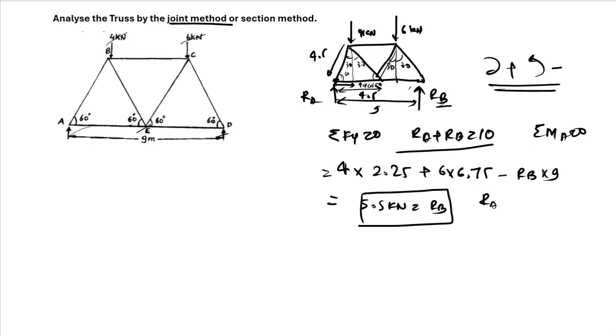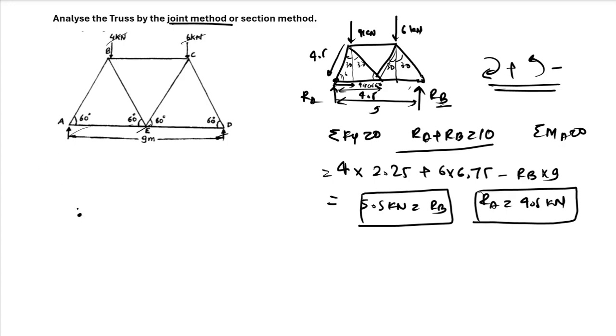And you will get that RA is nothing but 4.5 kilonewton. So the first step of our question is complete, that we have found the unknown reactions RA and RB at point A and point B. So let us just write them. We have RA and RB, and then we apply the equilibrium condition at every point.